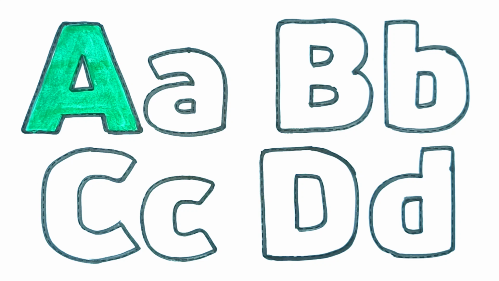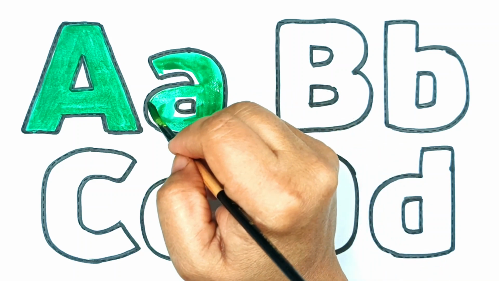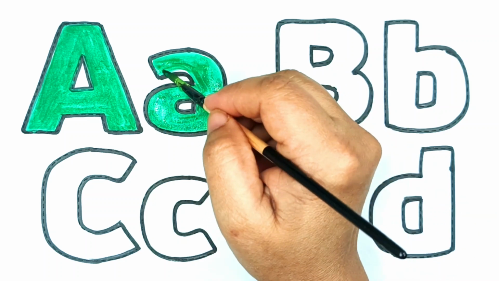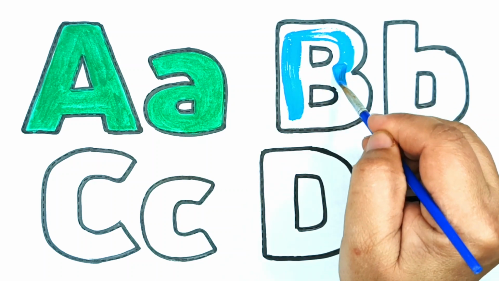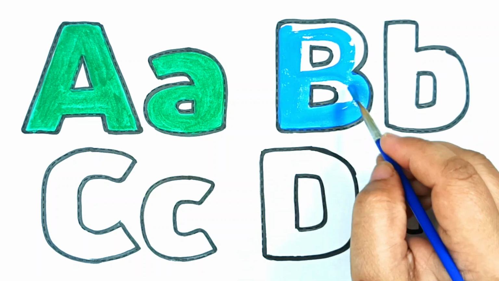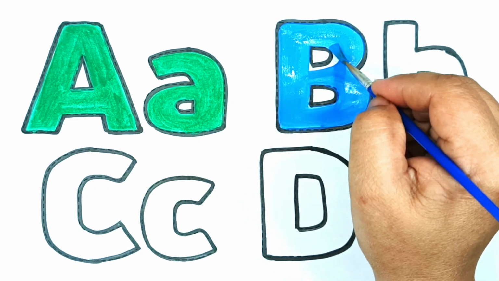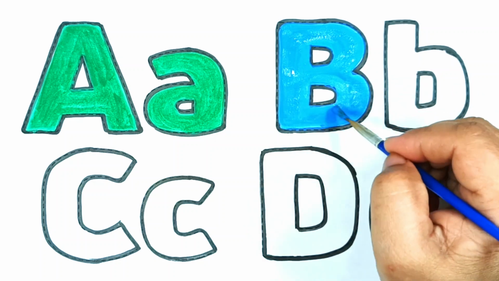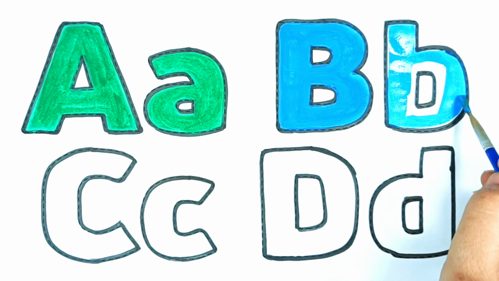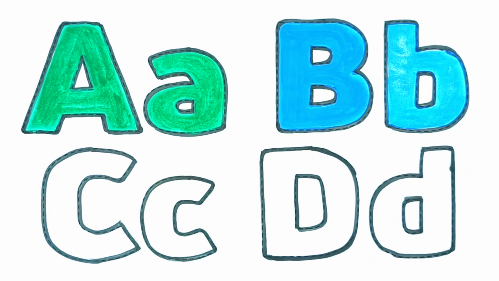A is for apple. A is for ant. B is for ball. B is for bat.